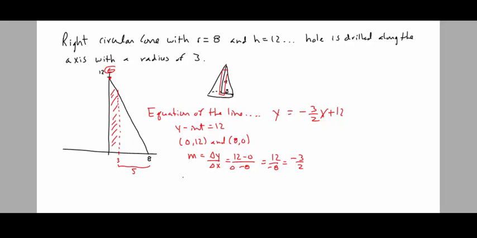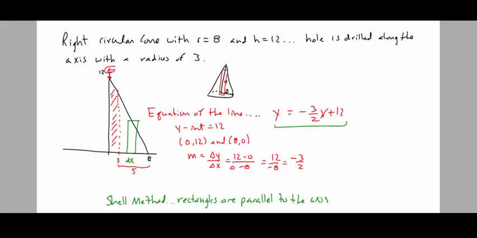So let's go ahead and set this up. I think in looking at this that the shell method is probably going to be easier here because I have that incremental dx and my equation is already in terms of x. So let's go ahead and use the shell method. Okay, now remember with our good curve sketch we always have to write which method we're choosing to use. So for the shell method, my rectangles are parallel to the axis of rotation.